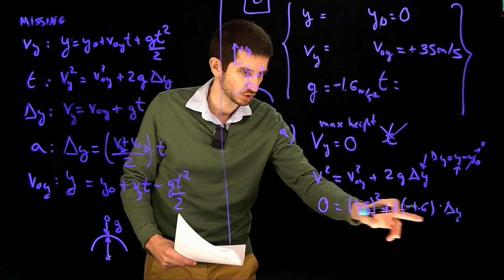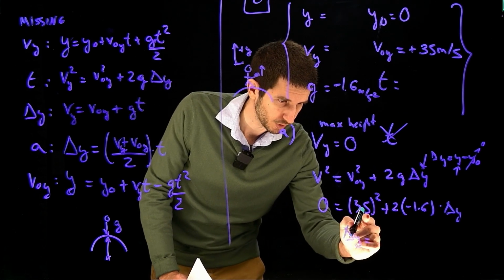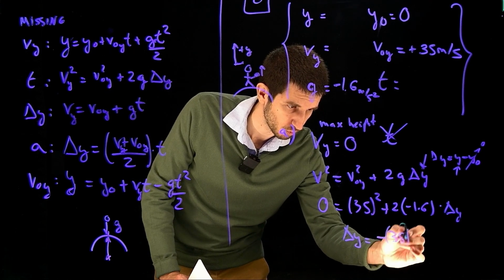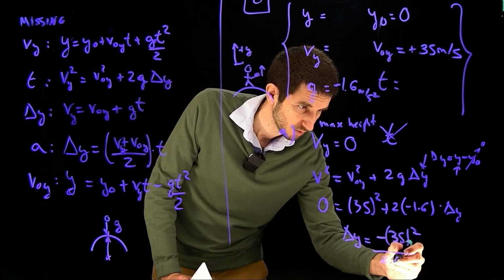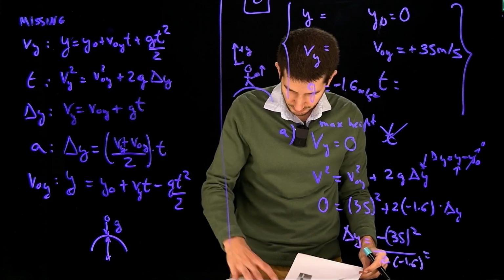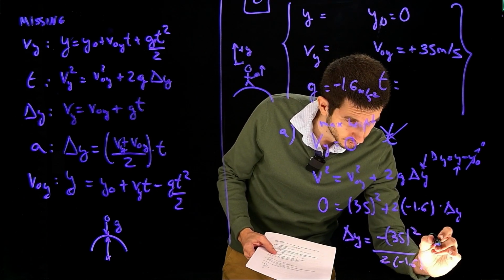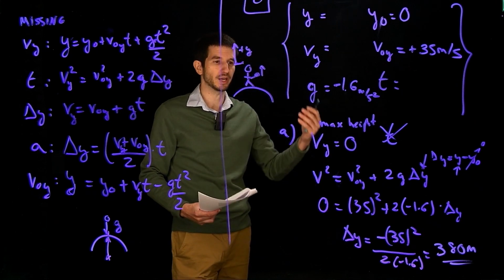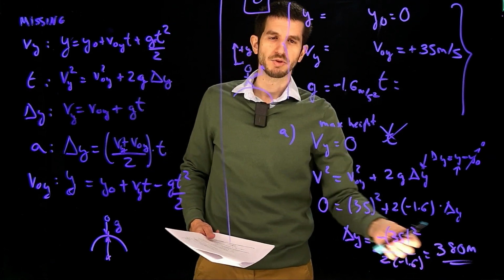Now, of course, we can just solve for that. That's going to be delta y. It's just simply, this is adding up, so it's negative, so it's going to be minus 35 squared, right? And then this is multiplying, so it's going to come dividing, so it's going to be 2 times minus 1.6. And if you do the math, the result that you obtain is 380 meters. So the maximum height that you achieve with an object that is thrown upwards on the moon at 35 meters per second is going to be 380 meters.